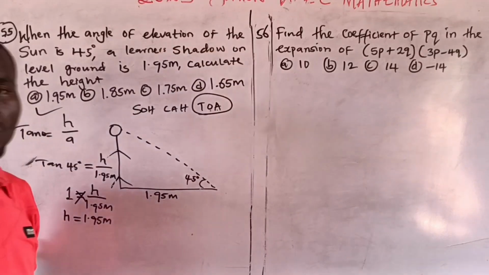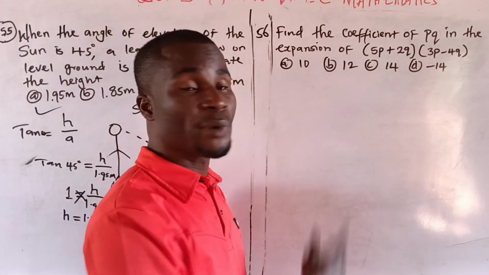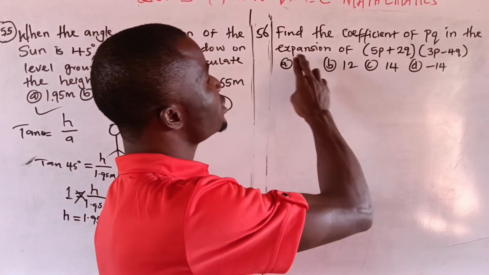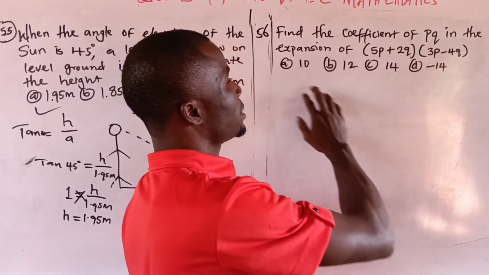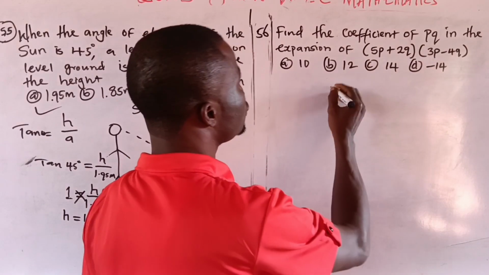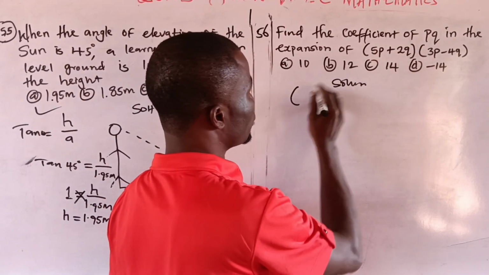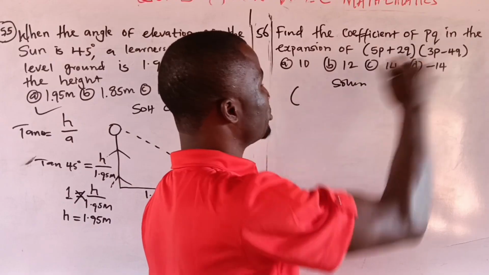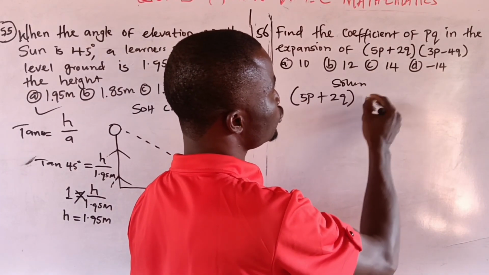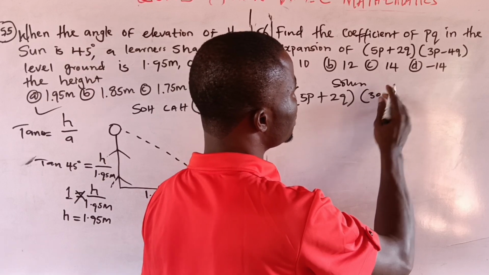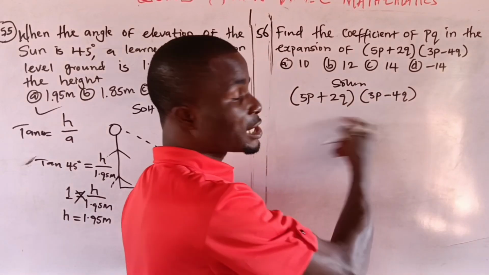Now let's check question 56. Find the coefficient of pq in the expansion of these ones in brackets. And these are the options. So, solution. We have open brackets. What they say we should expand, we should open the bracket. So (5p + 2q), close bracket, (3p - 4q). So now let's open the bracket.